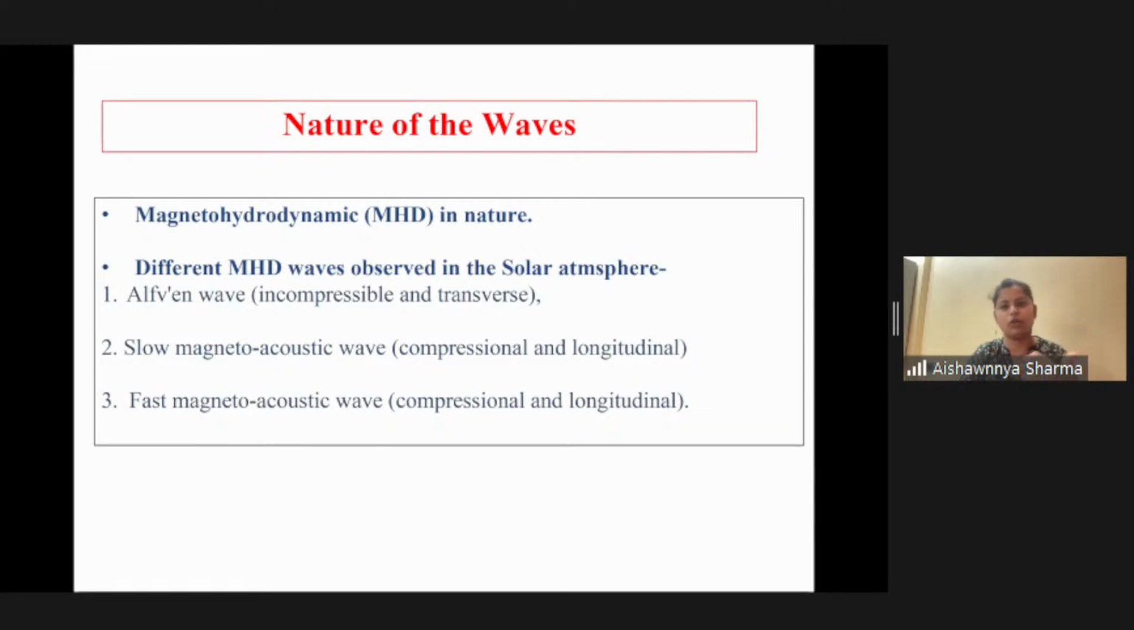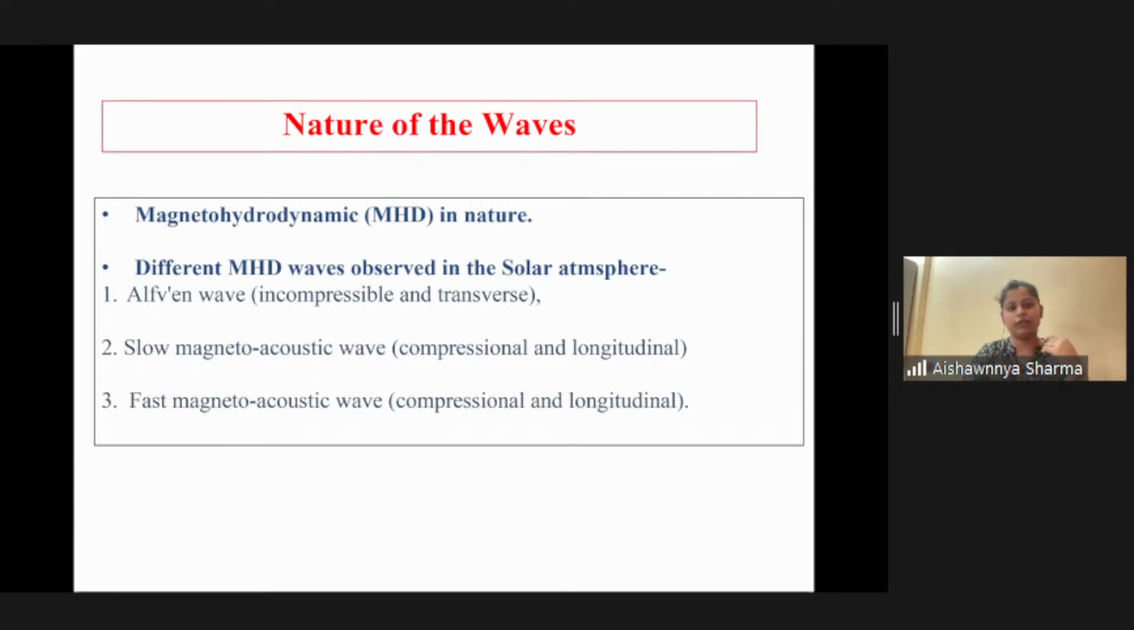We all know about longitudinal waves and transverse waves. Then again, just one line on the Alfvén waves: these are a bit different. They are incompressible, meaning when they propagate, they don't show intensity variation. As a result, it is very difficult to detect the propagation of Alfvén waves, and to detect them, we have to go to spectroscopic observations. And these Alfvén waves are transverse in nature. We all know about transverse waves.